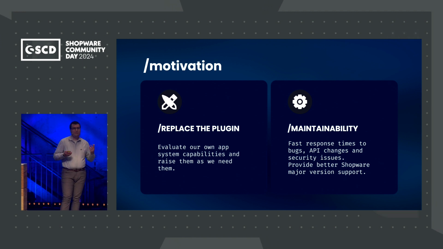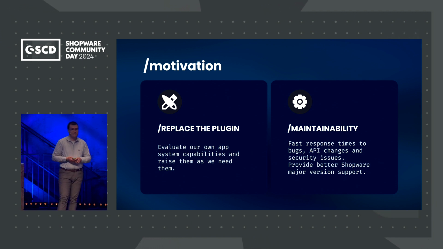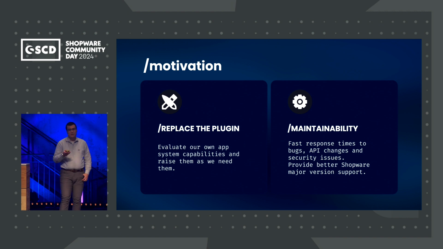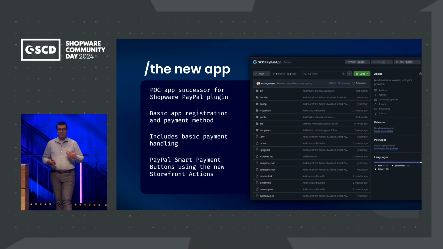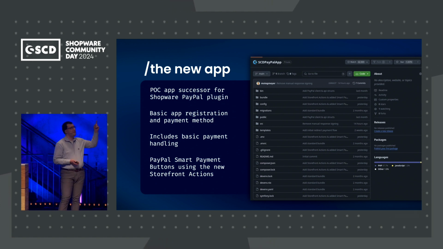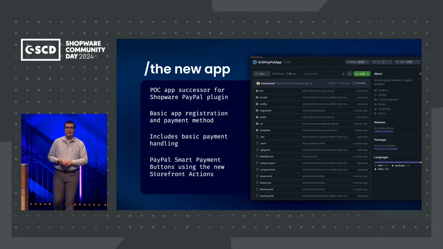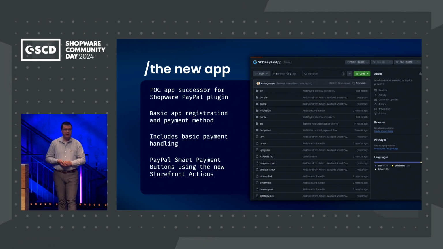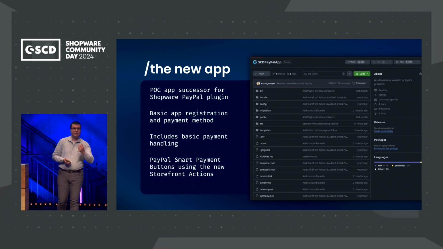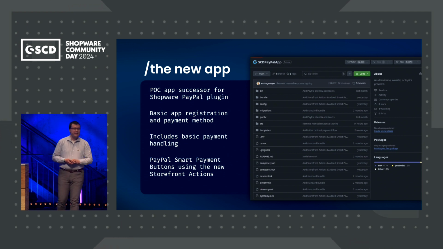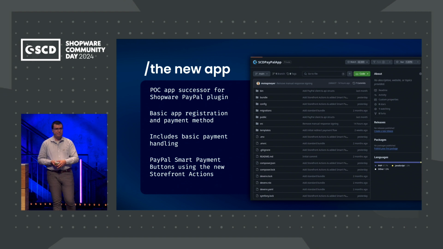And also, we could provide support for more Shopware major versions, which would just get rid of a lot of hassle on our side. So, what did we do? We built, as a preparation for today, a proof of concept app called SCD PayPal app, as you can see with the GitHub header up there. What it does currently is only implement one of the PayPal payment methods, the so-called wallet, so the regular payment with PayPal. And to evaluate how easy it is to integrate the PayPal JavaScript SDK, we implemented the smart payment buttons they provide.